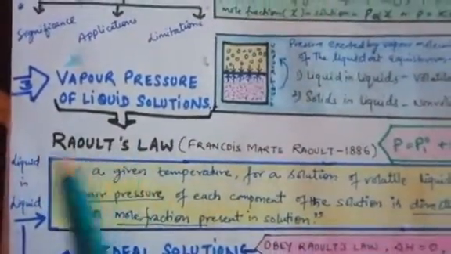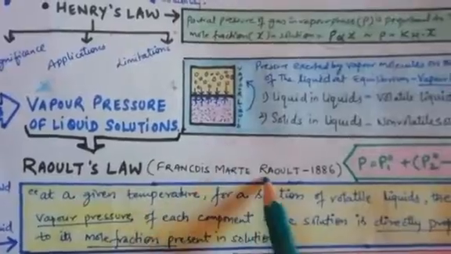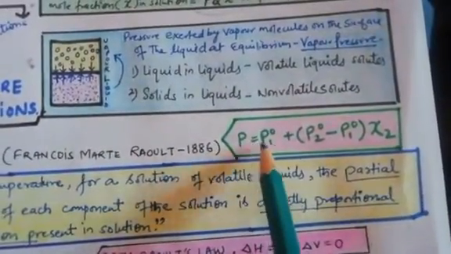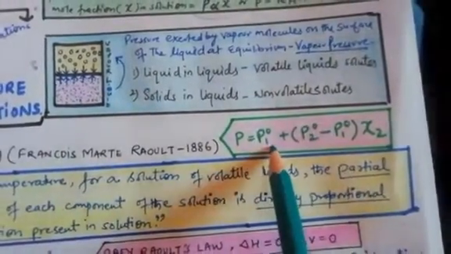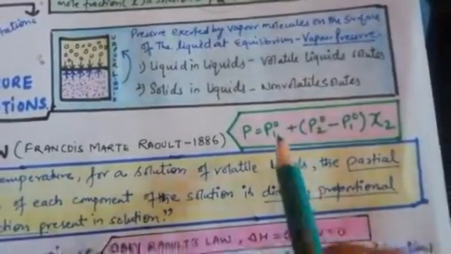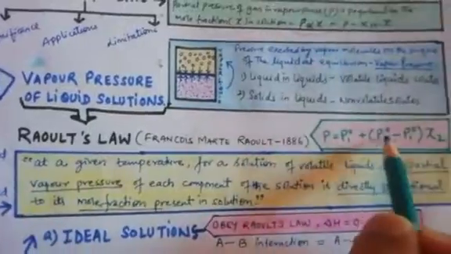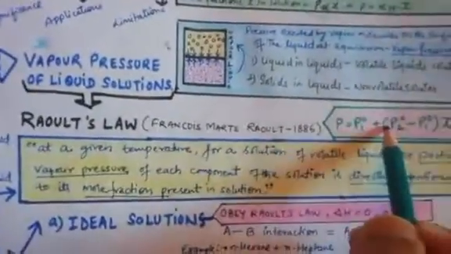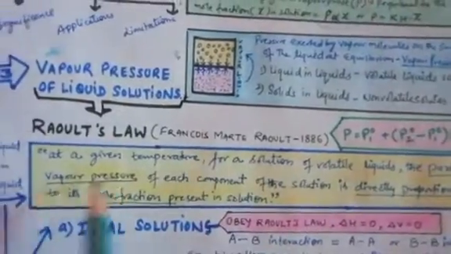This is the main difference. Here partial pressure, here vapor pressure. Okay. So Francois Marie Raoult in 1886 gave this equation, in which P is equal to P1 naught plus (P2 naught minus P1 naught) times x2, in which P1 naught is the partial pressure of solute and P2 naught is the partial pressure of solvent. So this relation we have derived. Once again, if you have not understood, kindly revise this topic from the previous video.